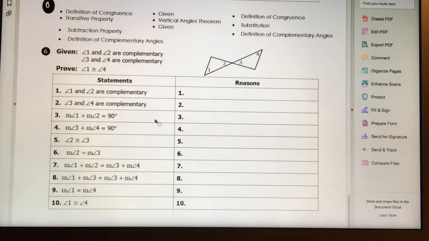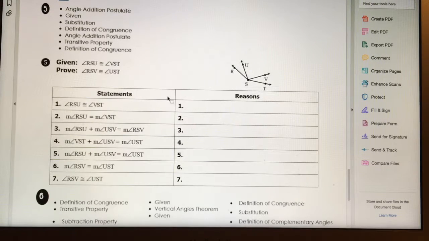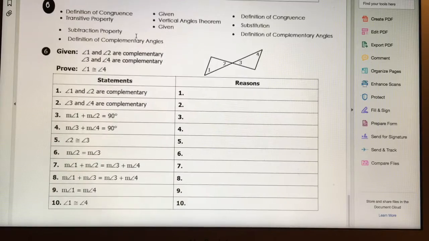Okay, number 3. If angle 1 and angle 2 are complementary, which of these rules up here allows us to say that the measure of angle 1 plus the measure of angle 2 equals 90? Which of these has to do with complementary angles? Probably the definitions, right? Yes, you are right. The definition of complementary angles allows you to say that if angle 1 and angle 2 are complementary, then their sum is 90. So number 3 is going to be the definition of complementary angles.